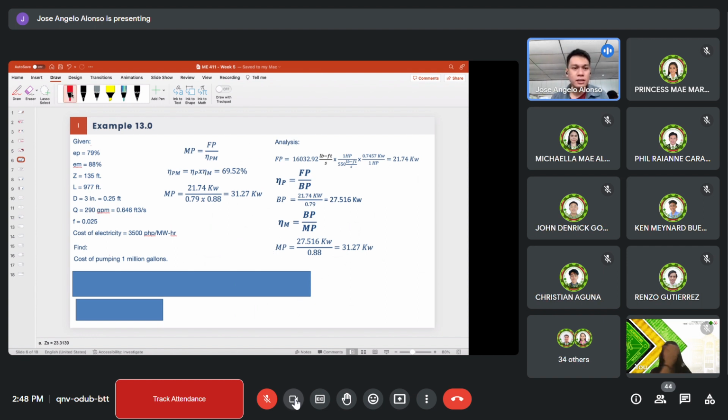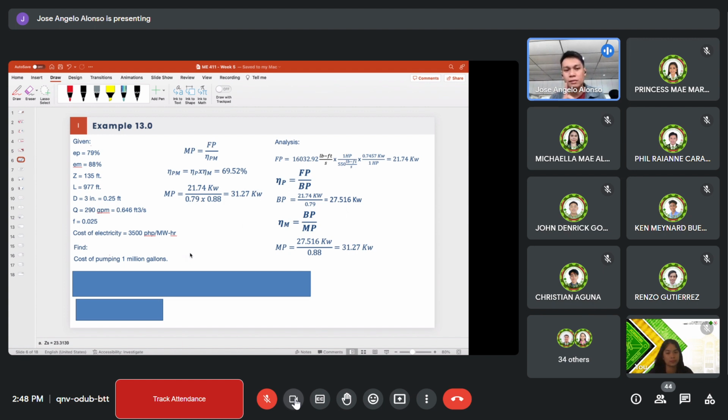So, do the math, class. They will have the same answer: 31.27 kilowatts. Okay? So, if the problem does not give the pump efficiency and the motor efficiency, while the problem gives the overall efficiency, then we can use that to determine the motor power once we get the fluid power initially. Okay, then let's move on.